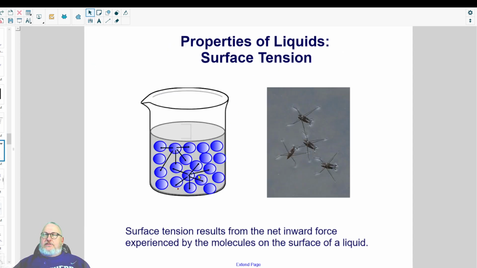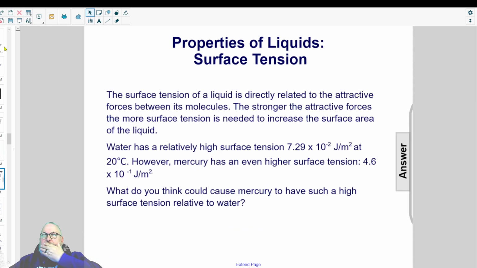Surface tension results from a net inward force experienced by the molecules on the surface of a liquid. Because these molecules are holding on to each other, it almost makes a skin on the surface of a liquid. You've got these little water spiders walking around on the surface of water due to the surface tension. This is directly related to the attractive forces between the molecules. The stronger the attractive force, the more energy is needed to increase the surface area of that liquid.